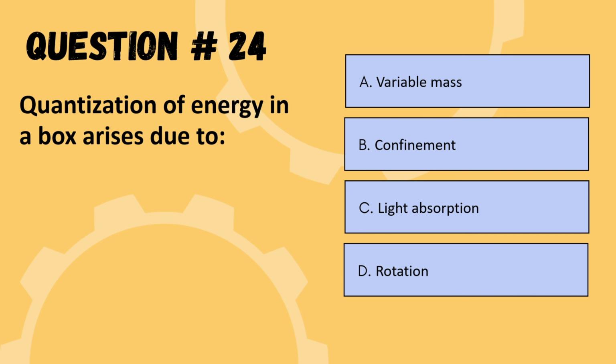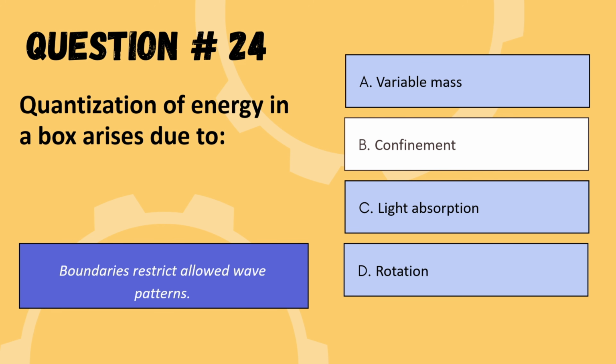Next question is quantization of energy in a box arises due to. Options are variable mass, confinement, light absorption, or rotation. So the correct option is option B, confinement. So we are moving to the next question.